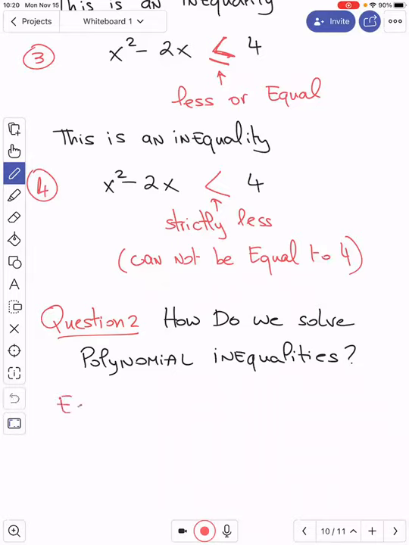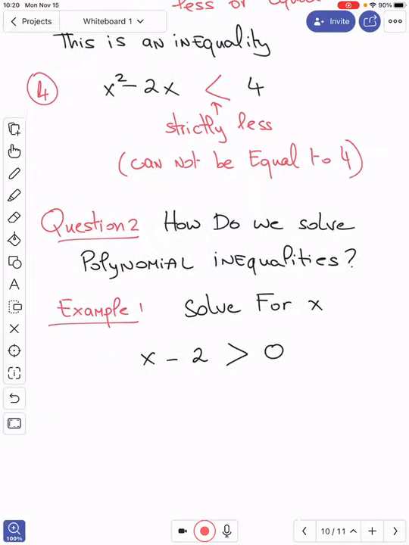So I'm going to start with a very basic example, example 1. Of course, later things are going to get more complicated. But first, let's start with a simple example, right? Let's say you want to solve for x, x minus 2 strictly larger than 0. All right.